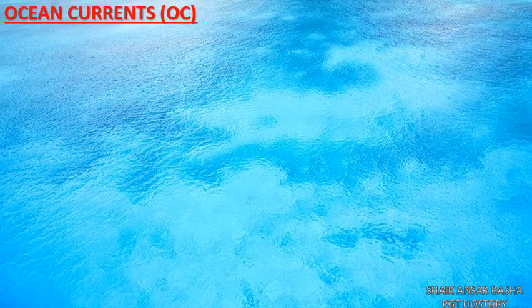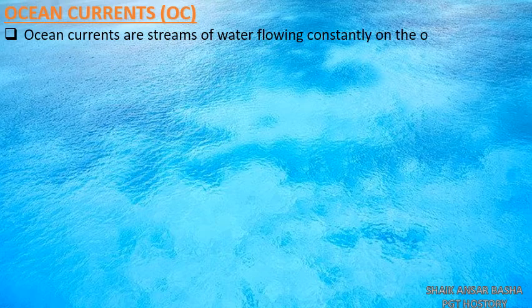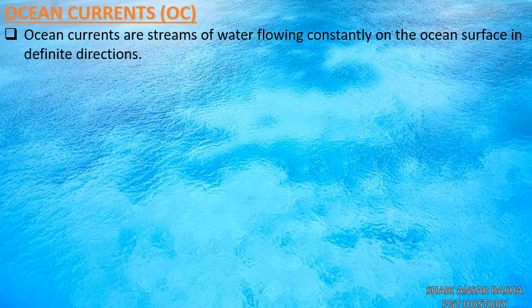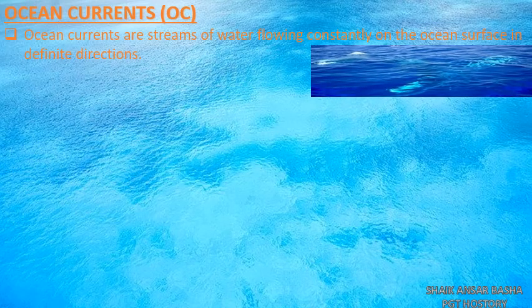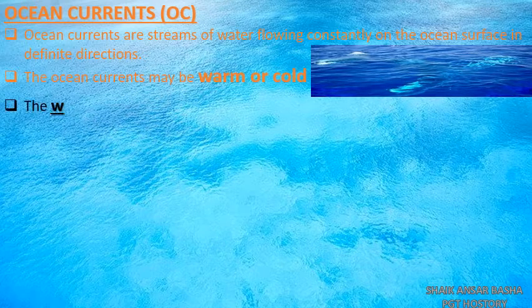Ocean currents. The next important movement of ocean water is ocean current. We simply write it as OC. Ocean currents are streams of water flowing constantly on the ocean surface in a definite direction. One definite direction they are constantly moving. These are ocean currents. The ocean currents may be warm or cold.